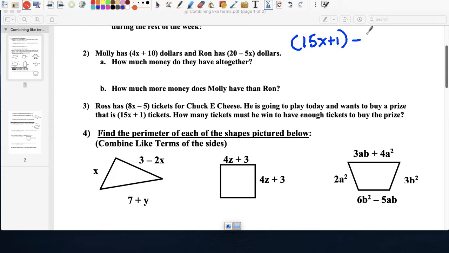If we subtract whatever Roz has, the difference is going to be how many more he needs to get today playing the games in order to be able to buy that, get the prize.